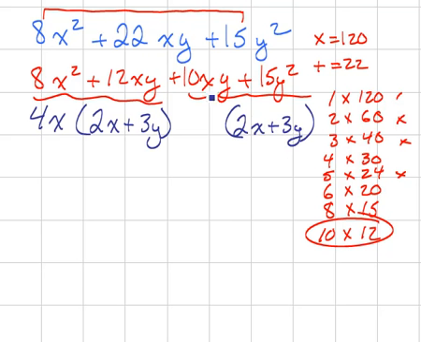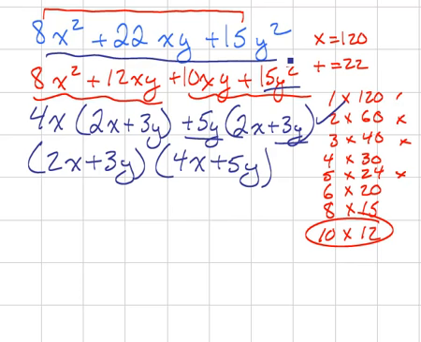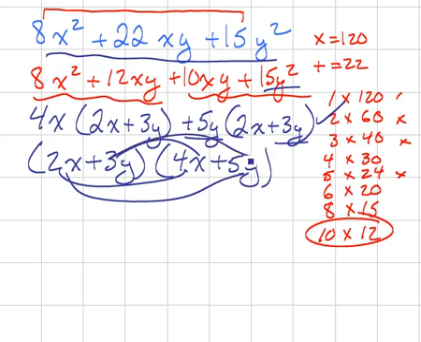What do I multiply 2x by to get 10xy? Has to be 5y. Does 5y times 3y equal 15y squared? Yes, it does. So, common factor, 2x plus 3y. Leftover bits, 4x plus 5y. And there we go. I factored a more complex trinomial. And by now you know how to check. 2x times 4x, 2x times 5y, 3y times 4x, 3y times 5y, and you should get the same thing.